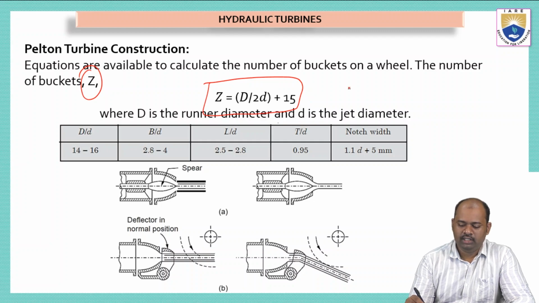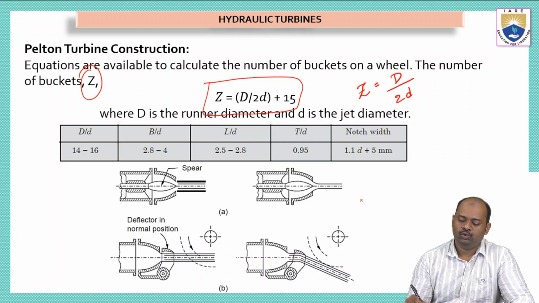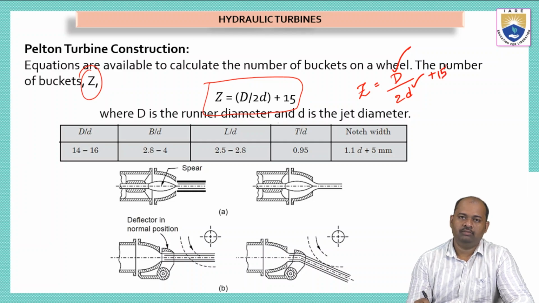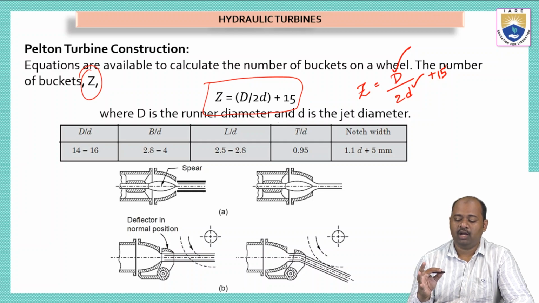Okay, so let us see this formula. Capital Z, which is the number of buckets, is equal to capital D divided by 2 times the diameter of the jet. Here capital D is the diameter of the runner and small d is the diameter of the jet of water. From this formula, we have to add 15, because we have said already that each turbine runner should have at least 15 buckets in order to have a perfect motion.